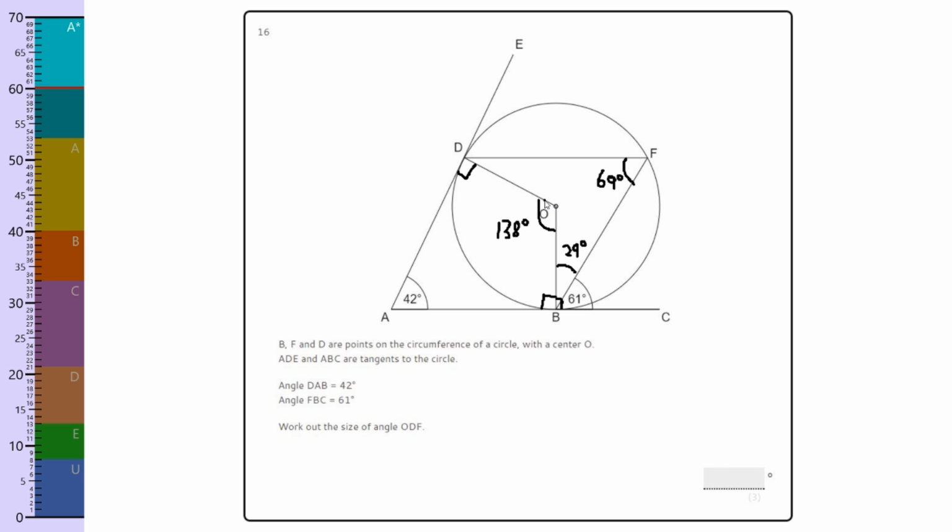And if we get this angle here, angles around a point add up to 360, so I want to do 360 take away 138, which is 222. Right, now what are we looking for? ODF, so O to D to F, so it's this one here. Now I have got a quadrilateral here, like an arrow shaped quadrilateral. So if I take these 3 away from 360, that will get me the right answer. So I want to do 360, take away 222, take away 69, take away 29. The best way of doing that is add these together, so I can show the examiner that I'm doing it properly.